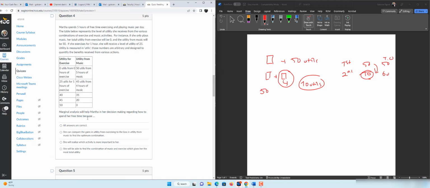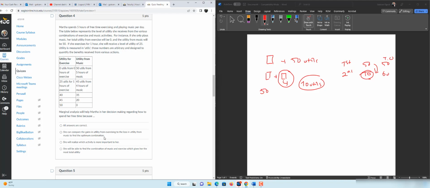And first, let's read the question. Marginal analysis will help Marta in her decision making regarding how to spend her free time because she can compare the gains in utility from exercising to the loss in utility from music to find out the optimum combination. As you know, she can see if she increases the hours spent on music, how much she needs to give up from exercise and so on.